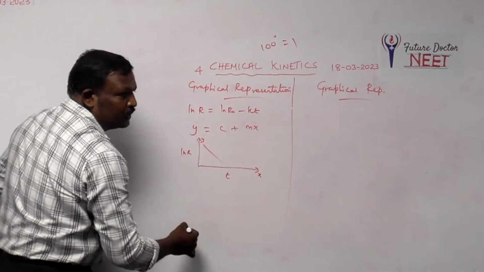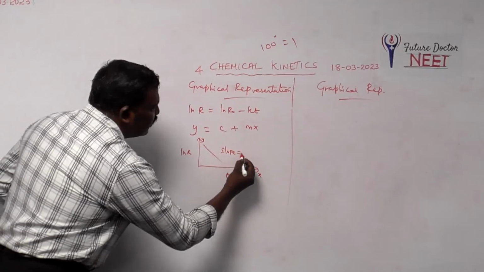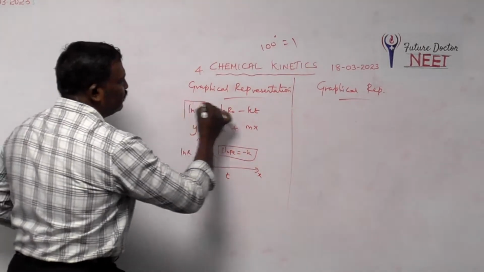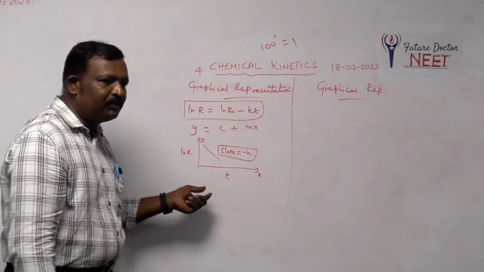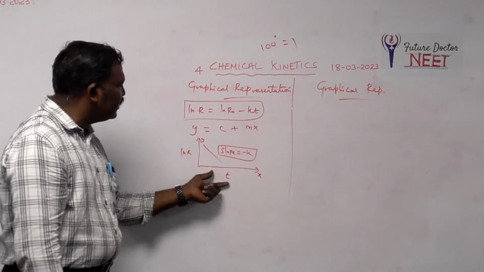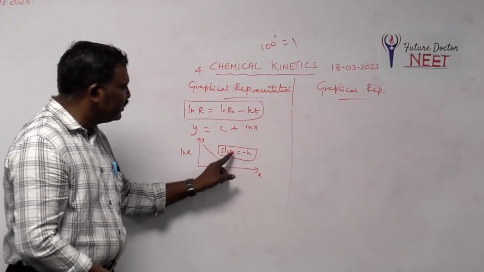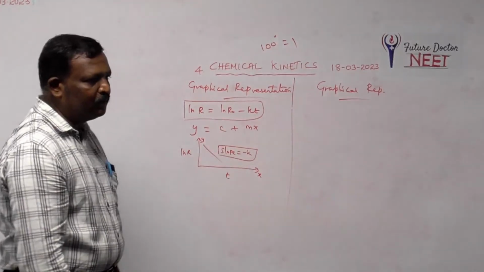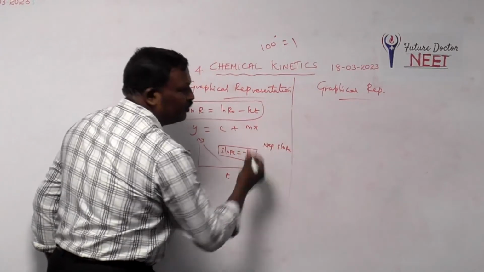So it's a negative slope. The slope is minus k. Remember this only. If you know this, you can see how they will ask: they'll give one graph, ln r versus t. Here you must know it is a first order reaction. In this ln r versus t, the slope is equal to minus k. It is a negative slope. Understood?